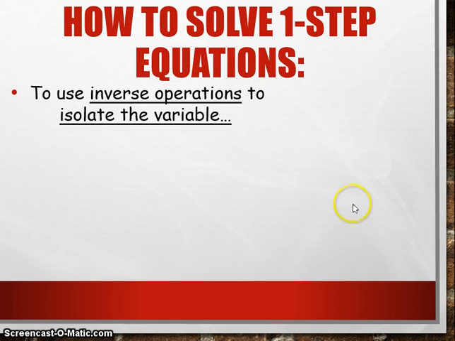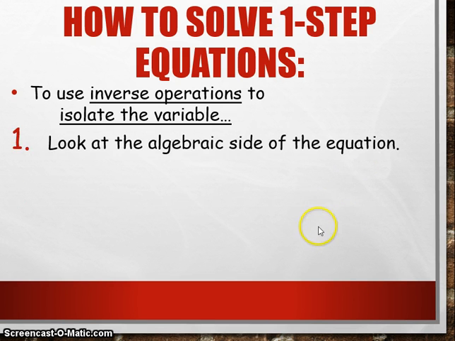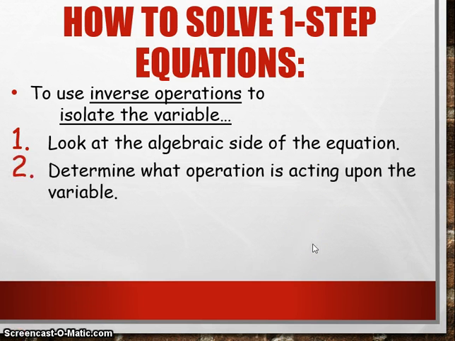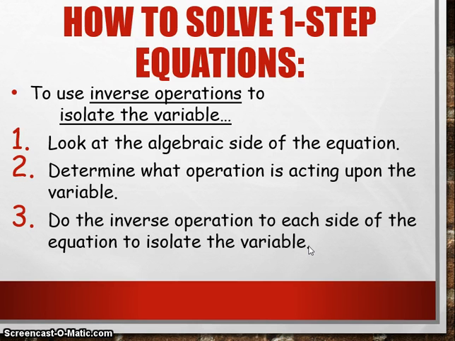So, to solve one-step equations by using inverse operations to isolate the variable, follow these steps. First, look at the algebraic side of the equation. 2. Determine what operation is acting upon the variable. And 3. Do the inverse operation to each side of the equation to isolate the variable. In part 2 of this lesson, we will look at specific examples to show us how to apply these 3 steps.